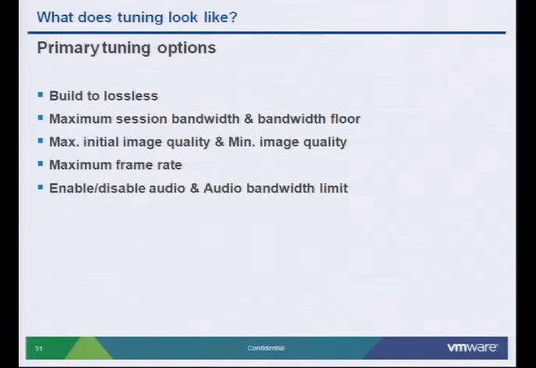These are usually the options that matter when we talk about tuning or optimizing PCoIP. Build to lossless, so enabled or disabled. Maximum session bandwidth and the bandwidth floor. Max initial image quality and minimum image quality. Frame rate. Obviously, disabling audio is the best option if you don't need it. But if you have to have audio, setting a bandwidth limit.